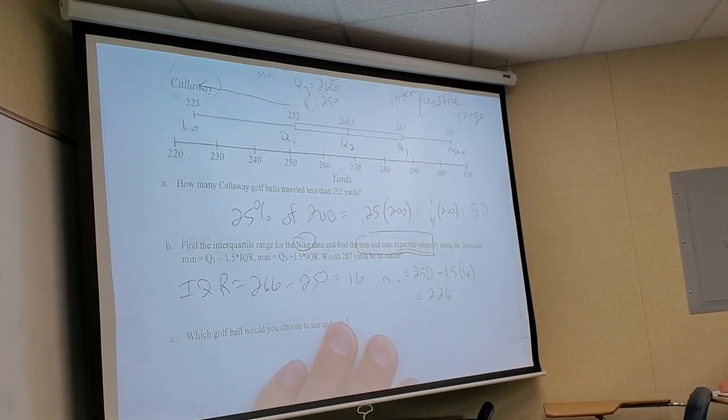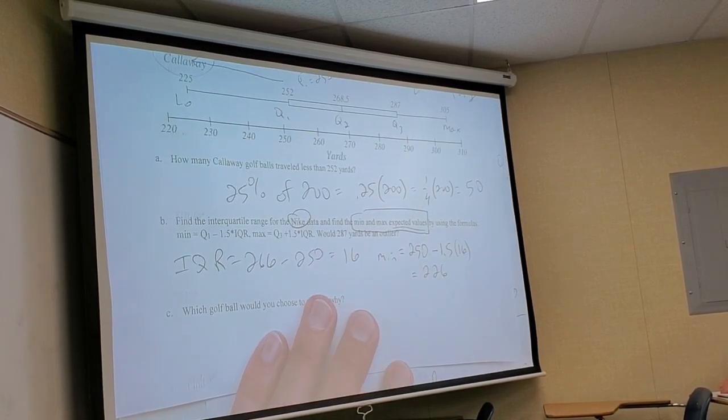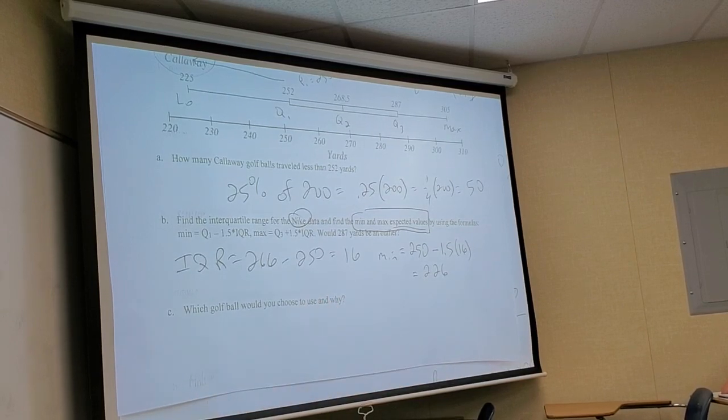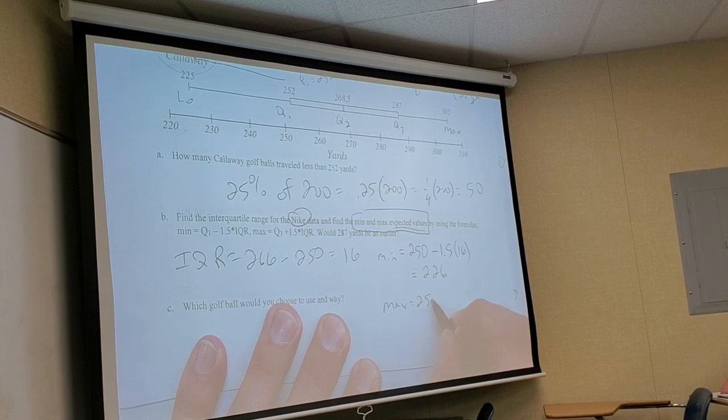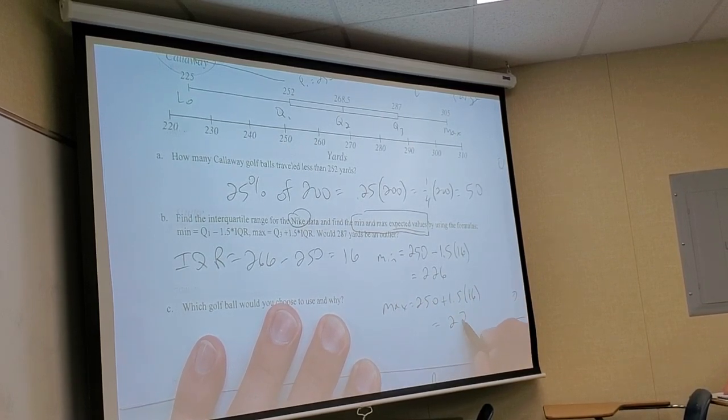Double check me on that. Is that okay? 1.5 times 16 is 24? Okay. And the max will be 250 plus 24, which will be 274.